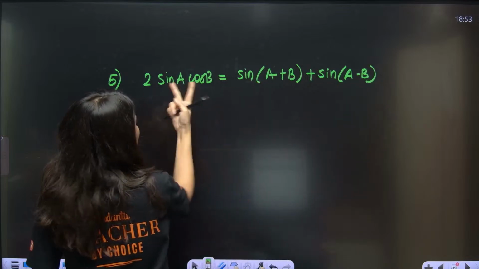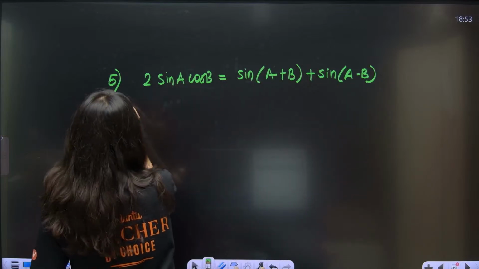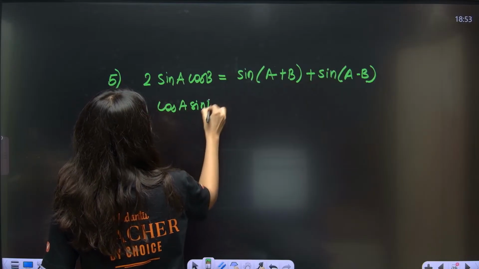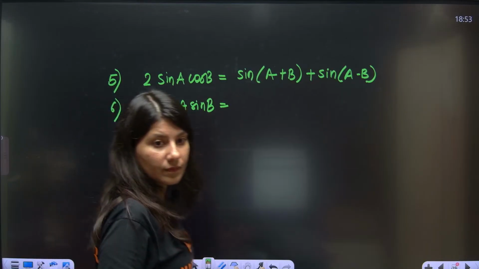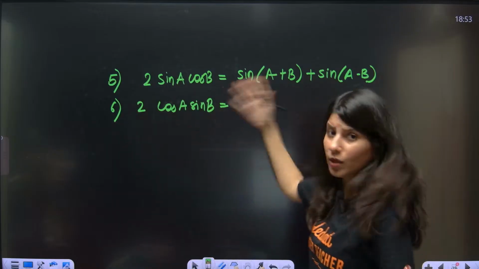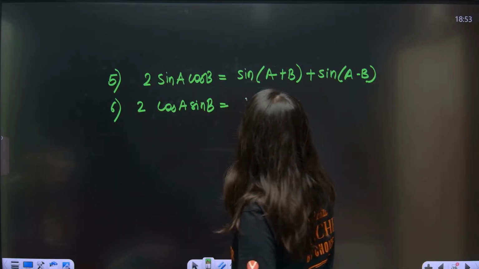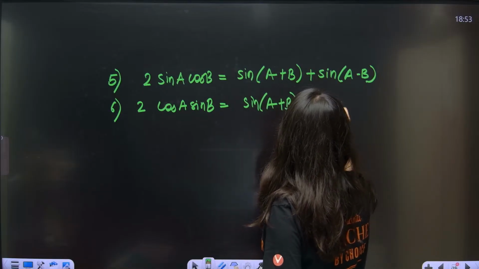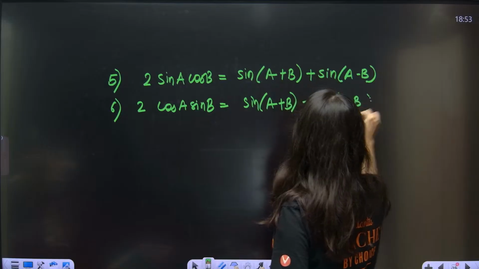Now just shift sin A cos B. So it will be 2 cos A sin B. This is product to sum. 2 cos A sin B will be sin (A plus B) minus sin (A minus B). So there is this negative sign.